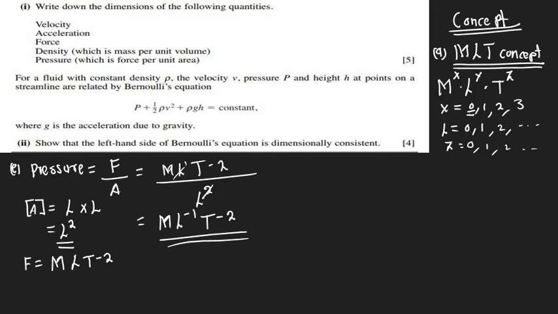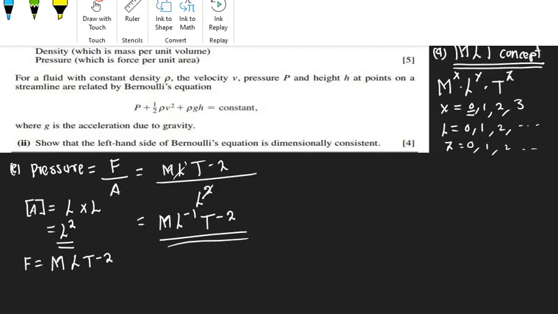All right, now let's try to prove. They're saying for a fluid with constant density ρ, the velocity V, pressure P, and height H at points on a streamline are related to Bernoulli's constant, where g is the acceleration due to gravity. Show that the left-hand side of Bernoulli's equation is dimension consistent. Okay, so let me try to break this particular question down. It's very, very simple.